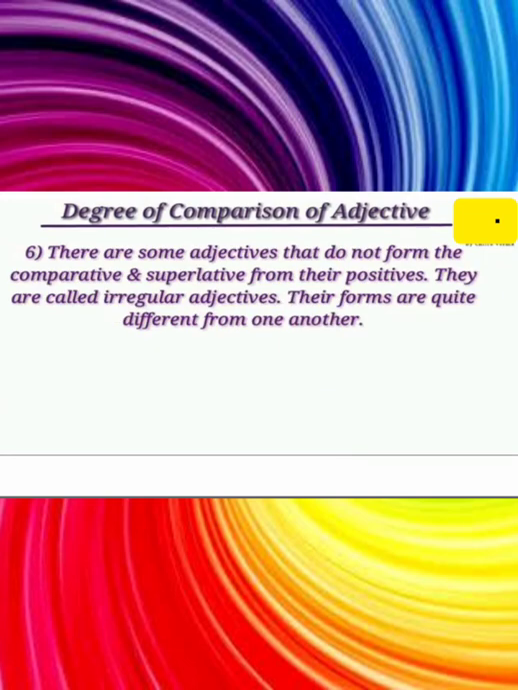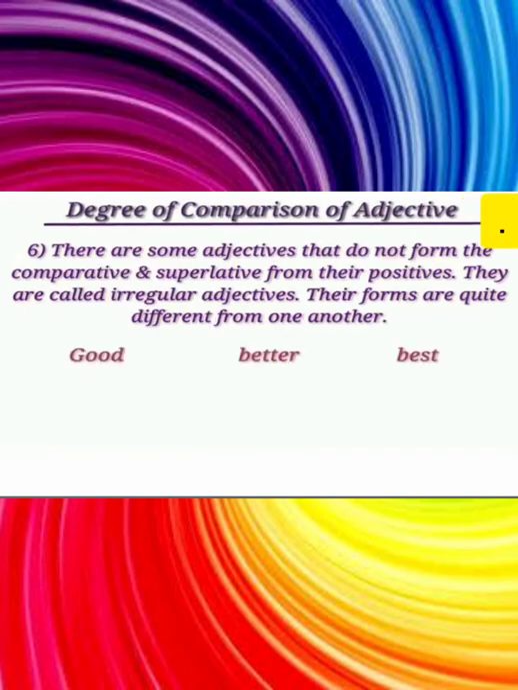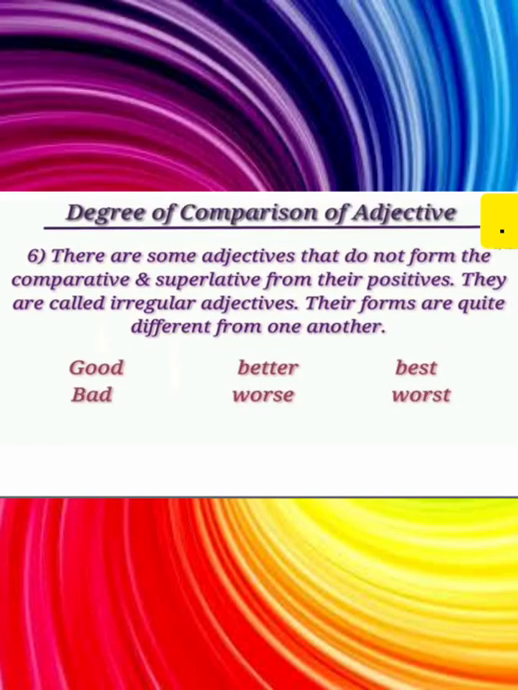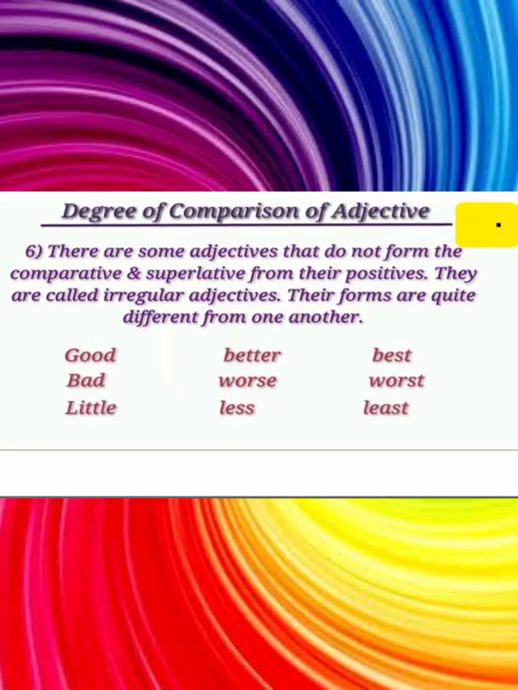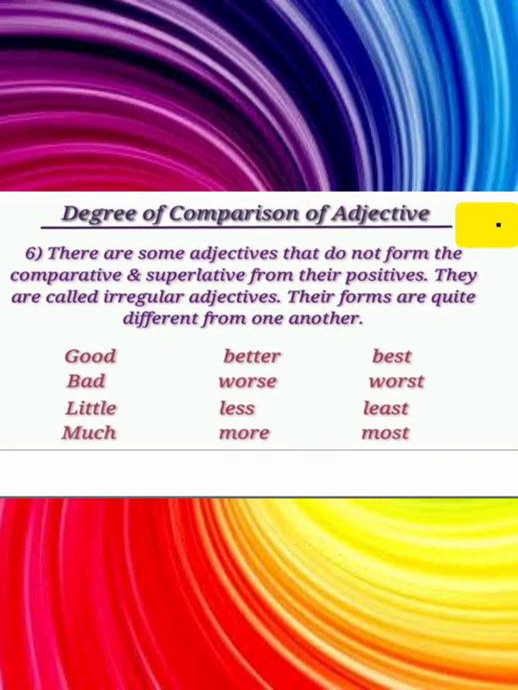There are some adjectives that do not form the comparative and superlative from their positives. They are called irregular adjectives. Their forms are quite different from one another. Now you can see in the example, good, better, best. So good is the positive form, better is the comparative, and best is the superlative form. Here the whole word will be changed. Example, bad, worse, worst. Here also you can see they are quite different from one another. Next example, little, less, least, much, more, most.